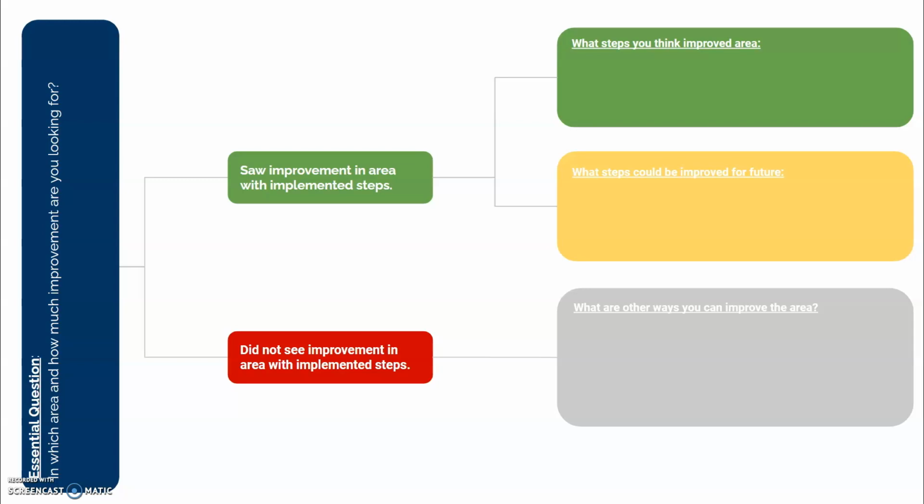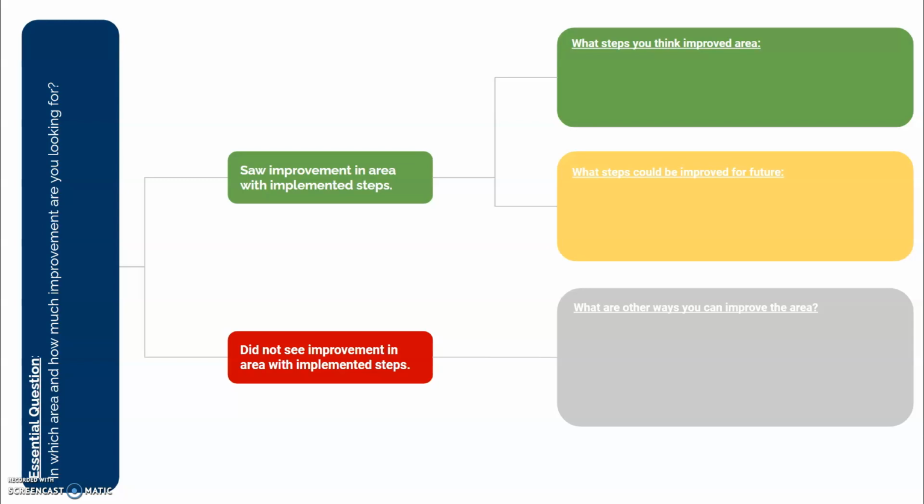So what is the area? Is it math? Is it school culture? And then how much improvement are you looking for? Set a number to that. Are you wishing that 5% of students improve their scores? Are you hoping that 20% of people say there isn't bullying going on in your school? So you'll choose your area and how much improvement you're looking for.